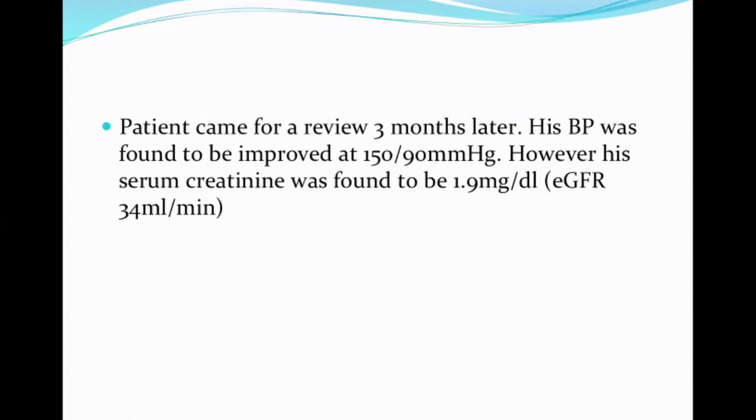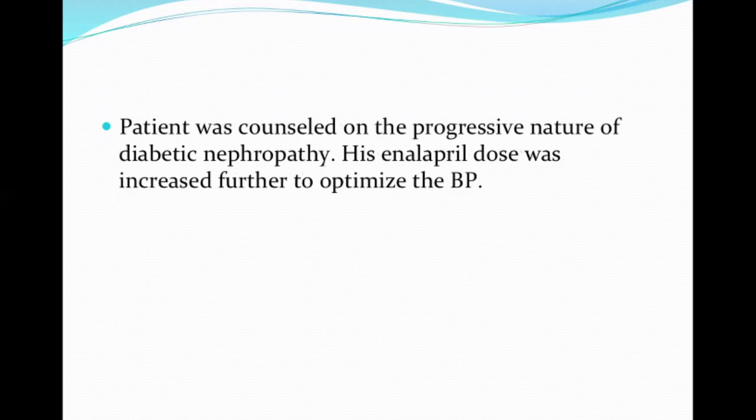Then patient is reviewed 3 months later. So generally we see patients in our clinics once in 3 months if they don't have major complication. Otherwise you see them monthly. So 3 months later, the patient comes again. Now the blood pressure is a bit better, 150 over 90, but still it's a bit elevated. However, his creatinine, which was found to be 1.3 earlier, has now gone up to 1.9. In fact, his eGFR has dropped from 52 to 34. Right?